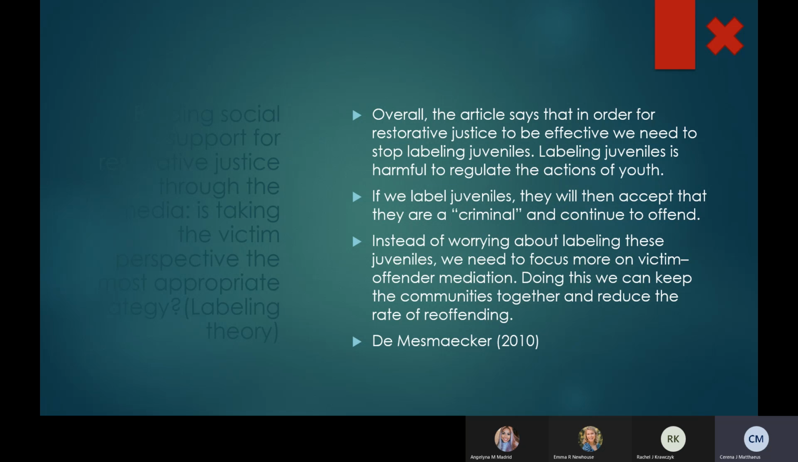So my article was building social support for restorative justice through the media: is taking the victim perspective the most appropriate strategy? Overall, the article says that in order for restorative justice to be effective, we need to stop labeling juveniles, and labeling juveniles is harmful to regulate the actions of youth. If we label juveniles, they will then accept that they are a criminal and continue to reoffend since they already have the criminal label placed on them. Instead of worrying about labeling these juveniles, we need to focus more on the victim offender mediations. Doing this, we can keep the communities together and reduce the rate of reoffending as well.